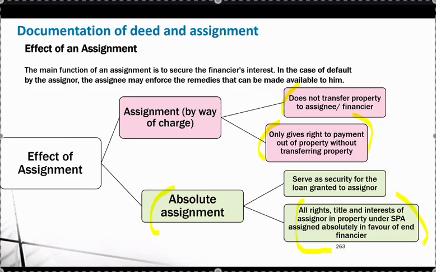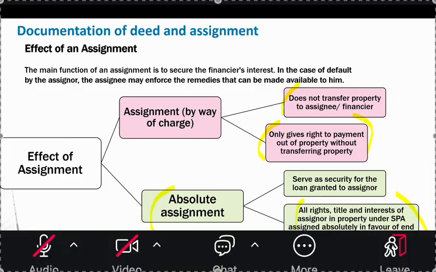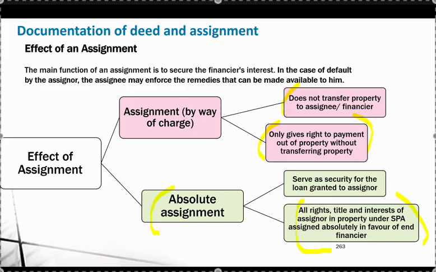I'll give you a clue. Which one gives you all the rights? And which one doesn't transfer property to assignee? Double A, absolute assignment. By way of charge, the key feature is it doesn't transfer property to assignee. In absolute, it's a security. All rights tied to interest is absolutely in favor of the end financier here.